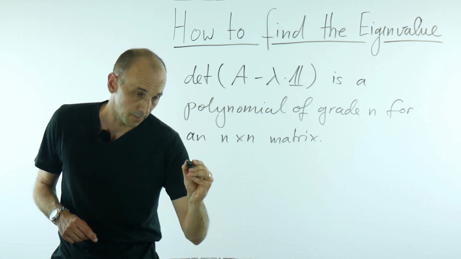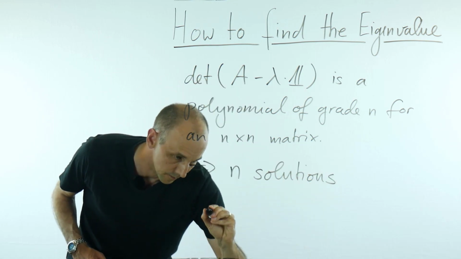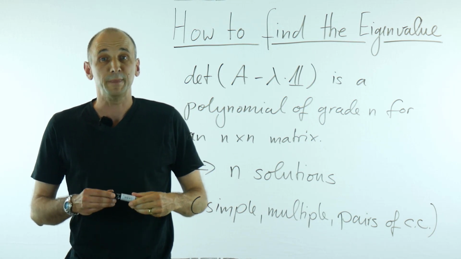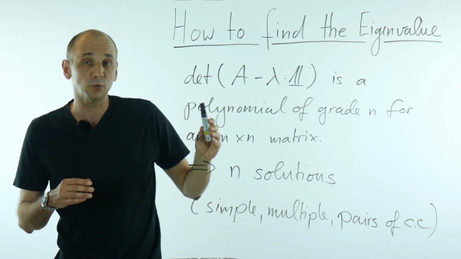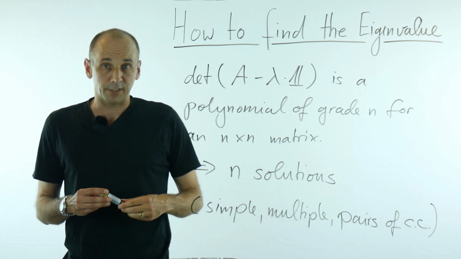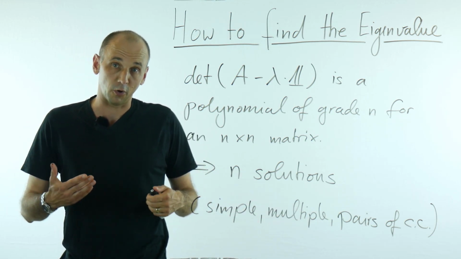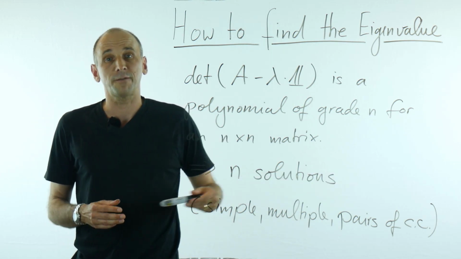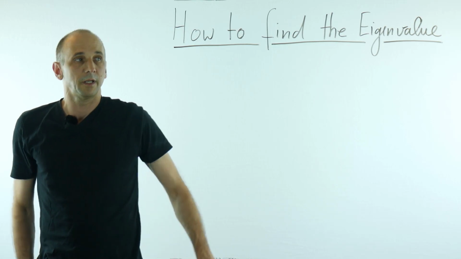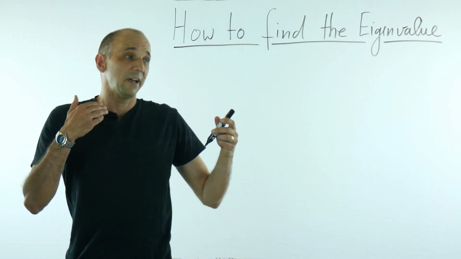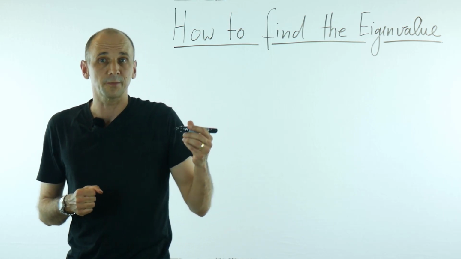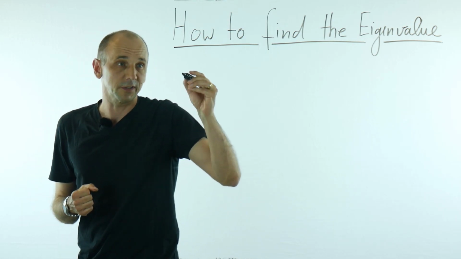What does this mean? This means that we will have n solutions, and these solutions will either be single, simple solutions, multiple solutions, one solution that appears more than once, or pairs of complex conjugate numbers. So, having up to n different or not different solutions, we can have a look at those solutions.